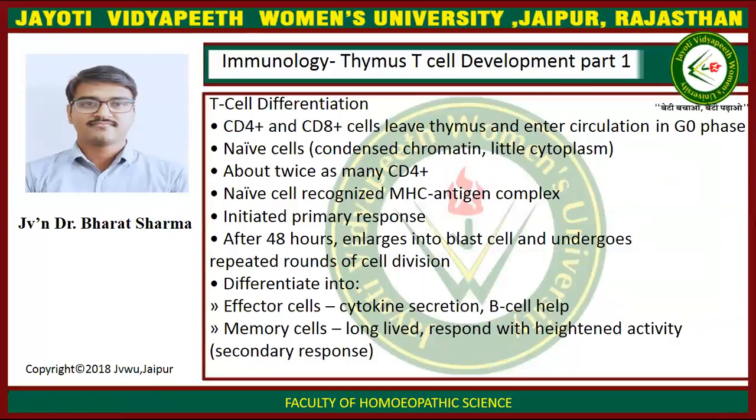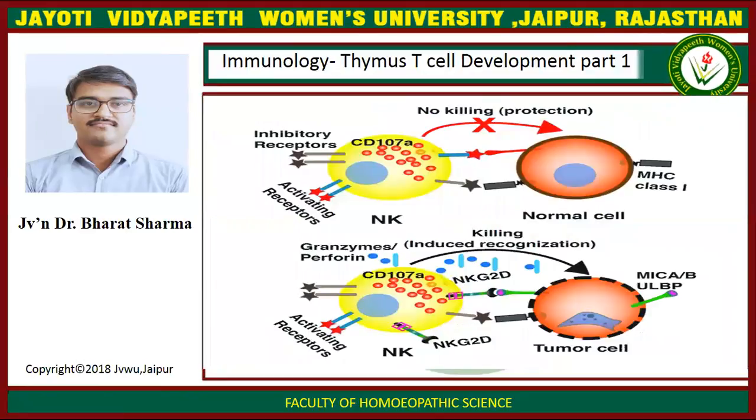T cell differentiation: CD4 plus and CD8 plus cells leave the thymus and enter circulation in the G0 phase. Naive cells have condensed chromatin and little cytoplasm, with about twice as many CD4 plus. A naive cell recognizes the MHC antigen complex and initiates a primary response; after 48 hours it enlarges into a blast cell and undergoes repeated rounds of cell division, differentiating into effector cells, with cytokine secretion or B cell help, or memory cells, a long-lived response with heightened activity, the secondary response.